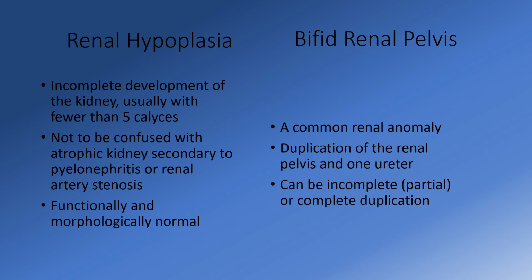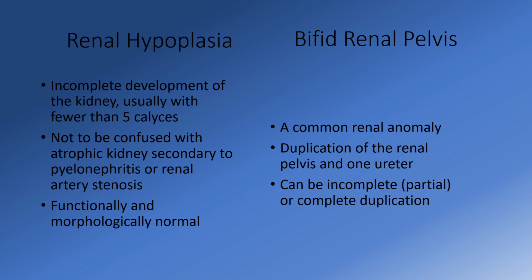If it's pyelonephritis, you're going to see some scarring, and you may actually even see the pus in there. And then with renal artery stenosis, if that's the reason the kidney has become atrophic, you can Doppler the renal arteries and get a waveform and see if it looks normal or not. If the waveform is normal, there's no scarring, there's no pus, it's probably renal hypoplasia.